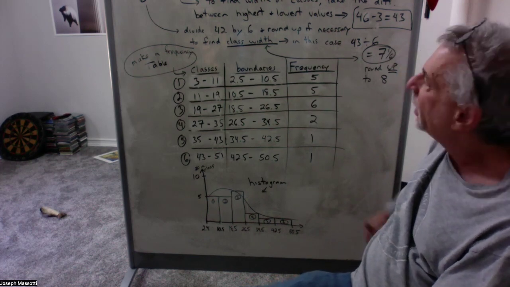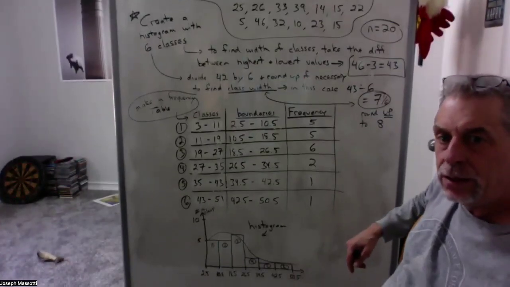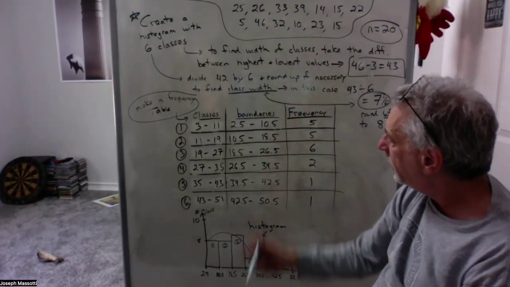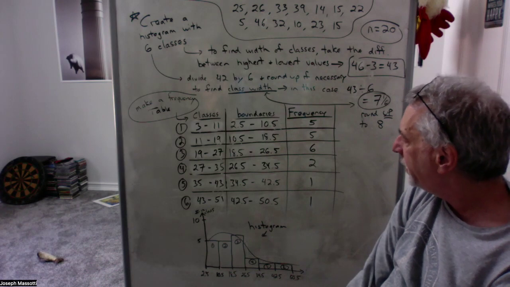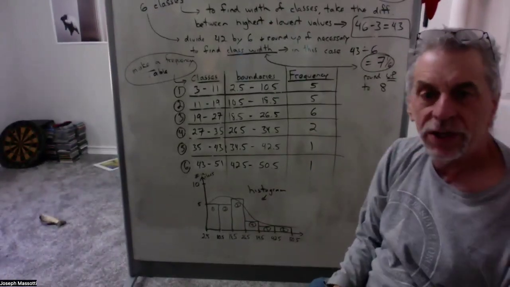But that's the idea. You take a set of data, you construct the classes, the class boundaries, the frequencies, and that leads you to a histogram.